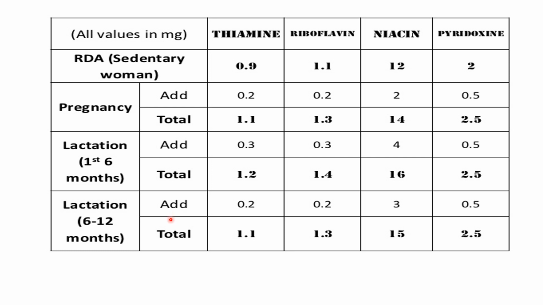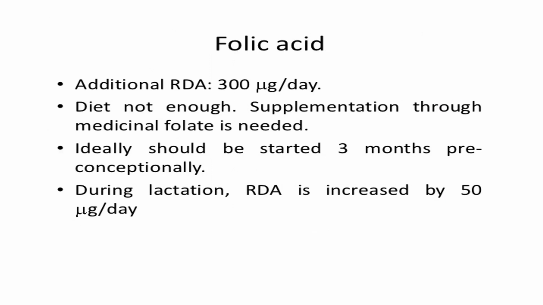And if you are thinking about the lactation after 6 months, the thiamine additional requirement is the same as that of pregnancy, that is 0.2 milligram. So the total requirement also will be the same as that of pregnancy, that is 1.1 milligram. And riboflavin is also the same as the pregnancy level, that is 0.2 milligram additionally for the woman, so the total requirement will become 1.3 milligram. And for niacin, the additional requirement is 3 milligram and the total requirement is 15 milligram. Pyridoxine, we have already seen, is the same during pregnancy and during the lactation.